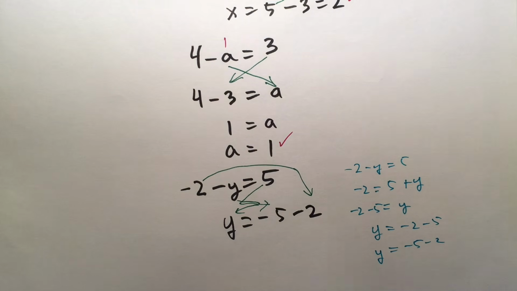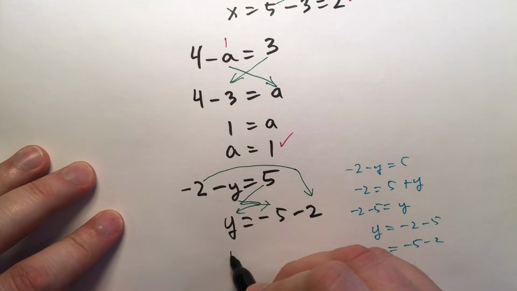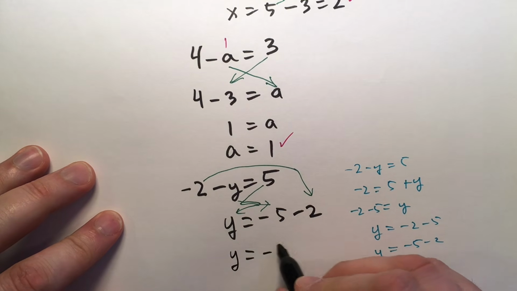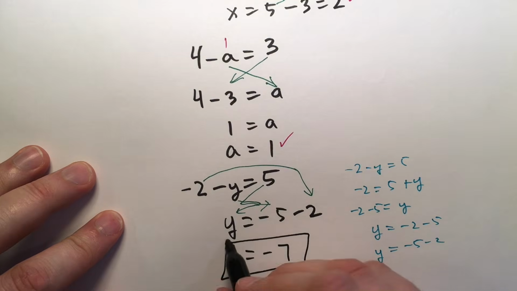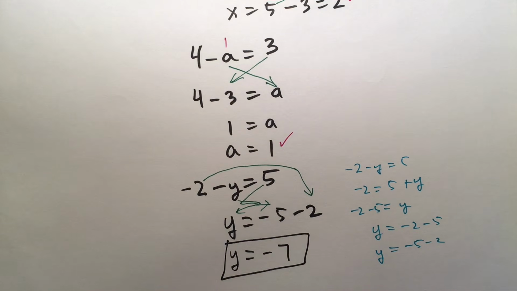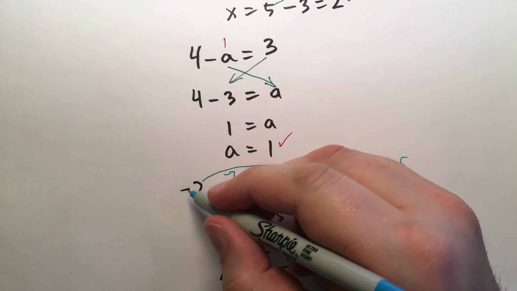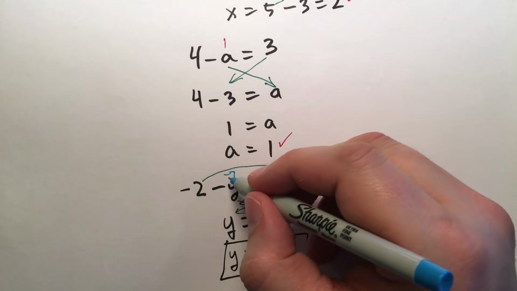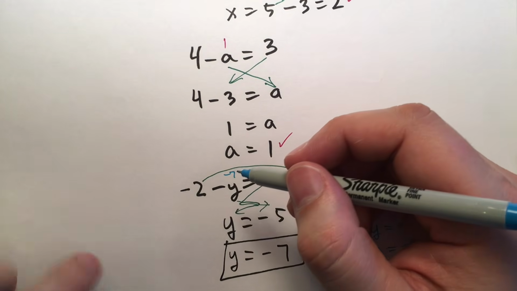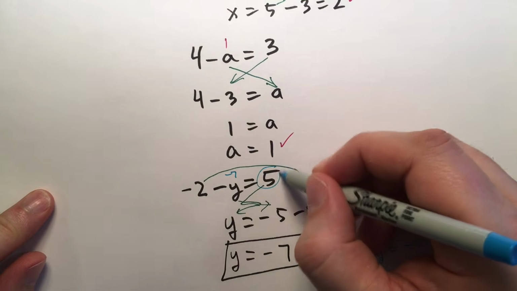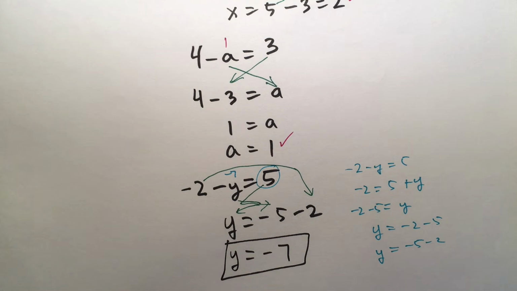All right. You might have to watch that a couple times to fully pick up on what's going on. Lastly, y equals minus 5 minus 2, that's minus 7. And if we plug that in, minus 7 here, so minus 2 minus minus 7, so add 7. So we start at minus 2, we go right 7, we end up at 5. All right.